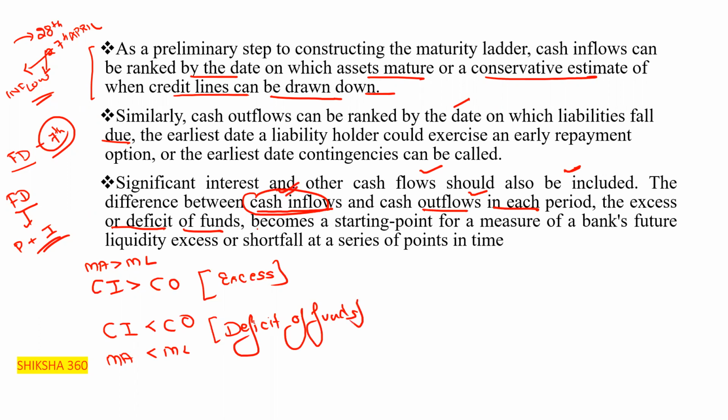So the difference between the cash inflow and cash outflows in each period, the excess or deficit of funds, becomes a starting point for a measure of a bank's future liquidity excess or shortfall at a series of points in time.